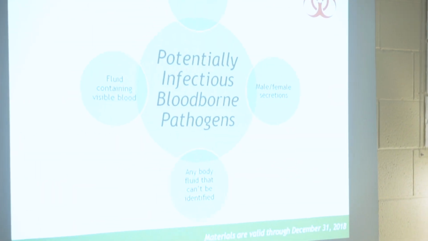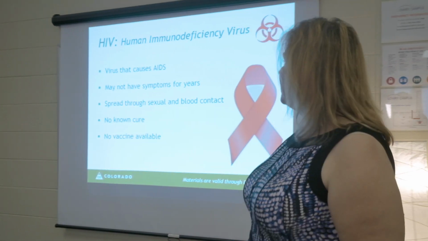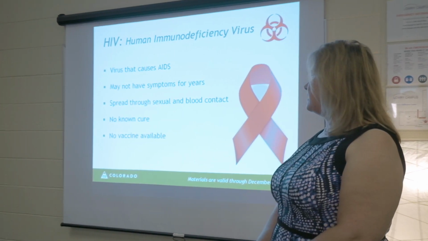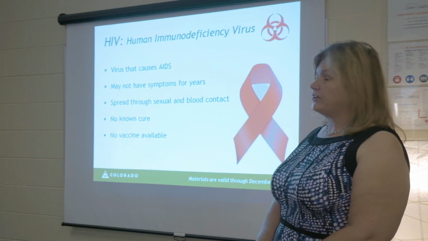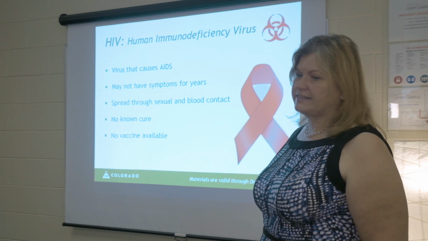Your potentially infectious bloodborne pathogens are blood, fluid containing visible blood, male and female secretions, and any body fluid that can't be identified. HIV is a virus that causes AIDS and may not have symptoms for years. Spread through sexual and blood contact, no known cure, no vaccine available.